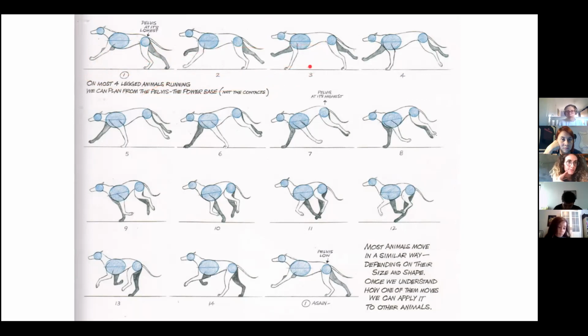And as the dog or the animal moves its front legs to the ground, the pelvis moves up.